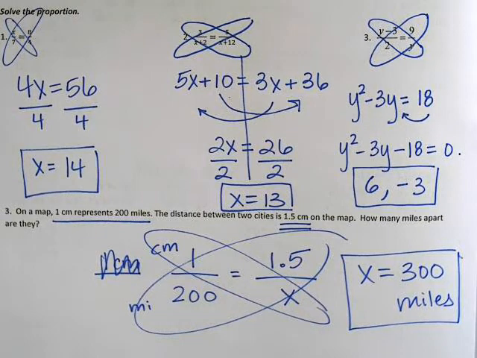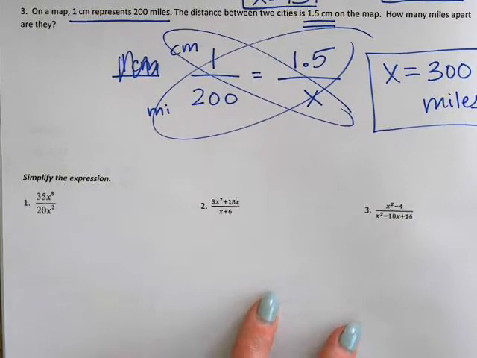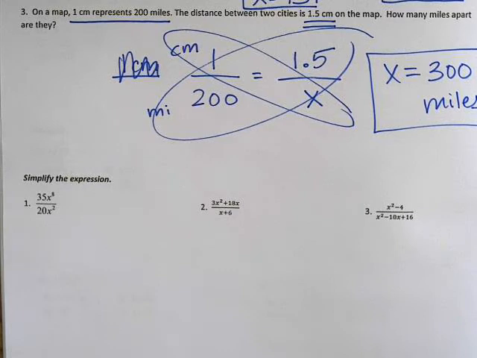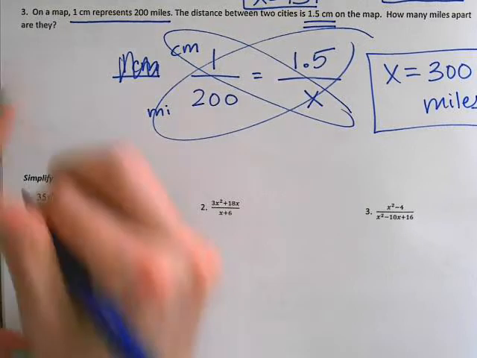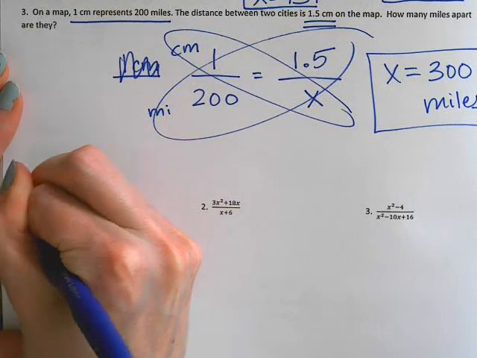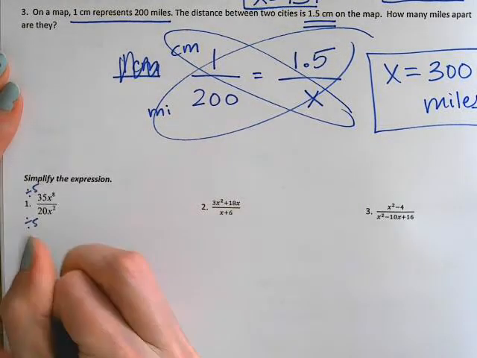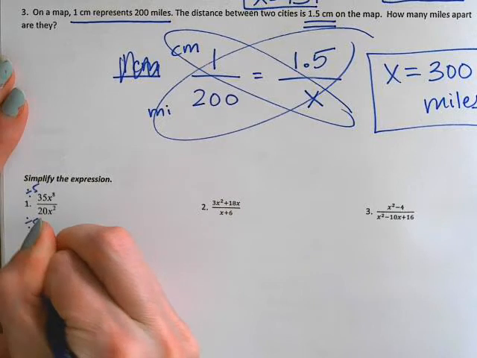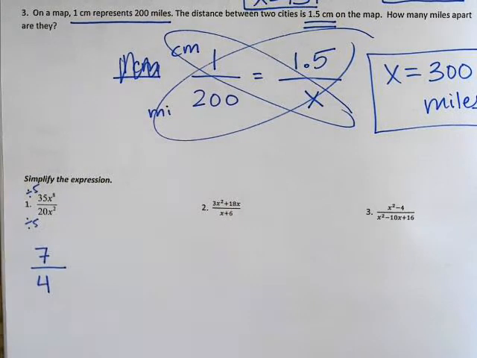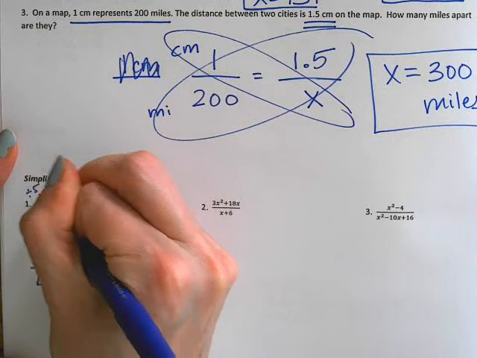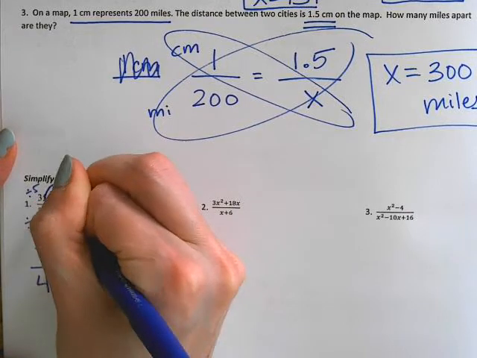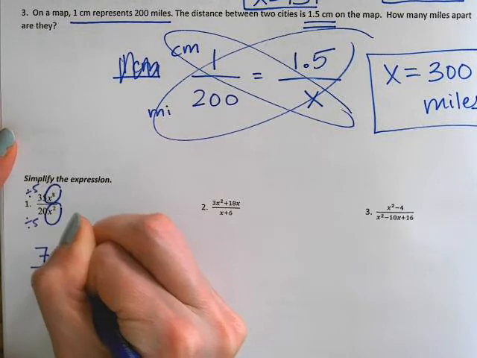All right, doing great. We're almost done. And then we did all the simplifying. So number 1, 35 over 20, if you divide them both by 5 or do it on your calculator, you'll get 7/4. And then with the exponents dividing, we subtract. 8 minus 2 is x to the 6.